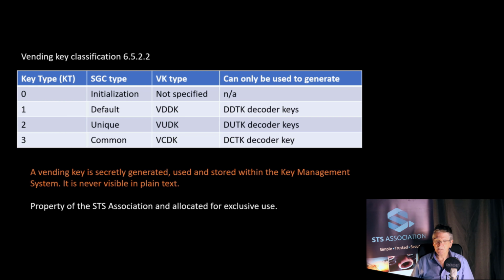A vending key is secretly generated and is used and stored within the key management system. It is never visible in plain text. It is also the property of the STS Association and allocated for exclusive use to a supply group user.